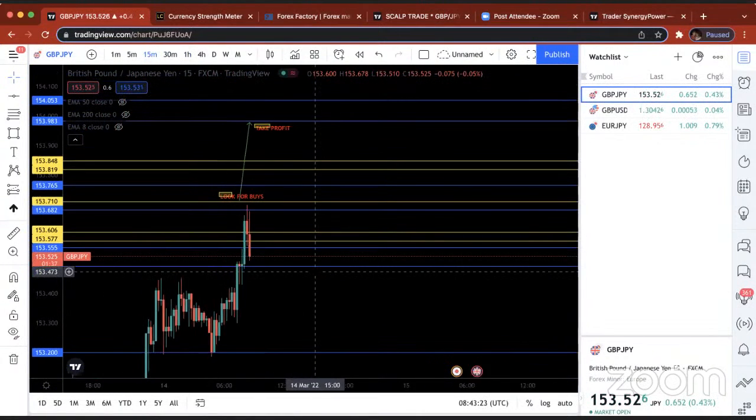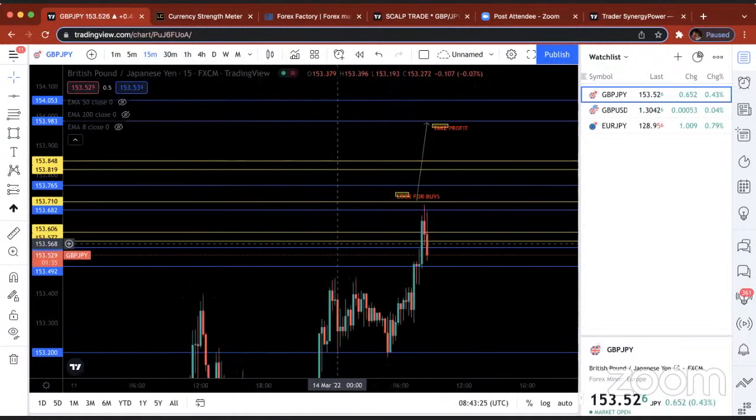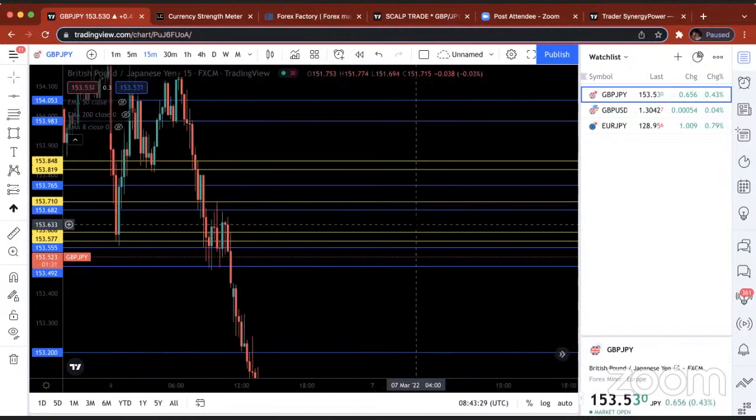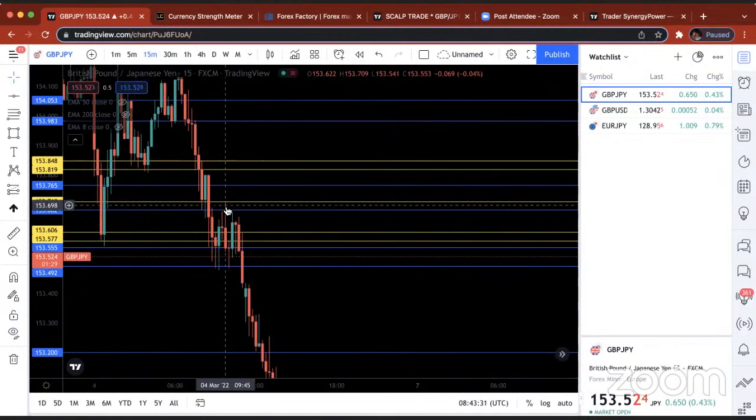Yeah, look, GJ rejected perfectly off of this 4 hour zone. It's almost following the same pattern over here. Look at this. Price came up, rejected this 4 hour zone, and then dropped. It's literally the same right here.